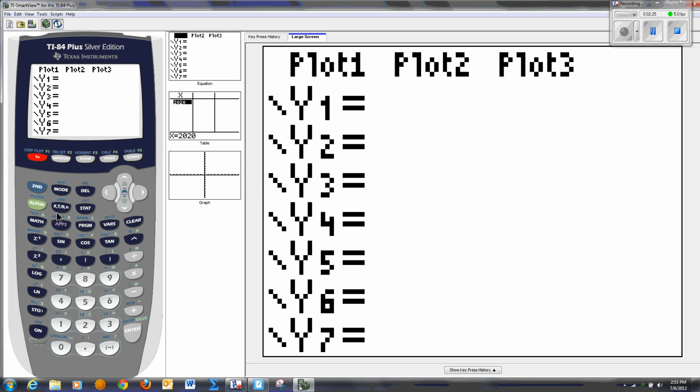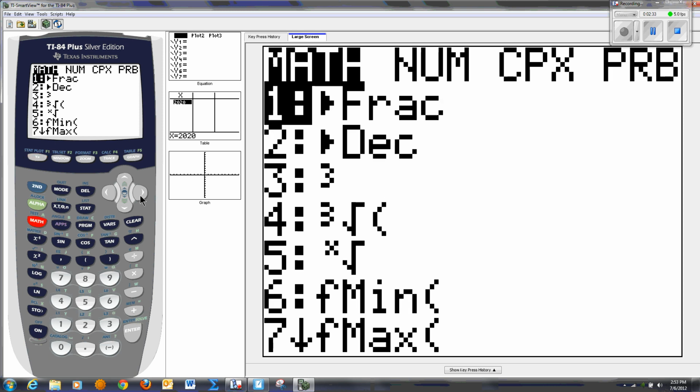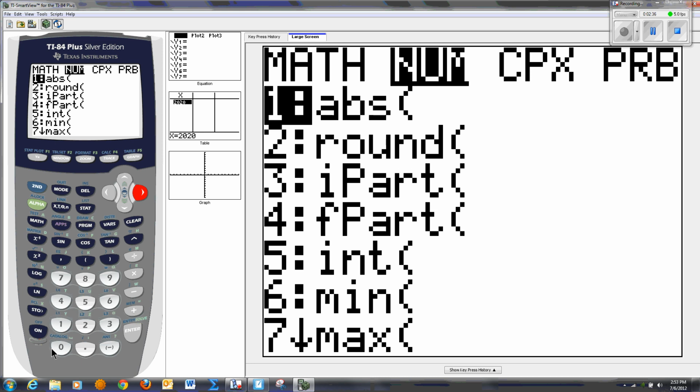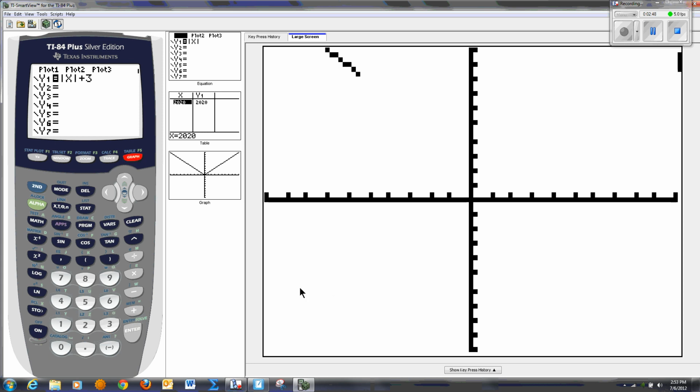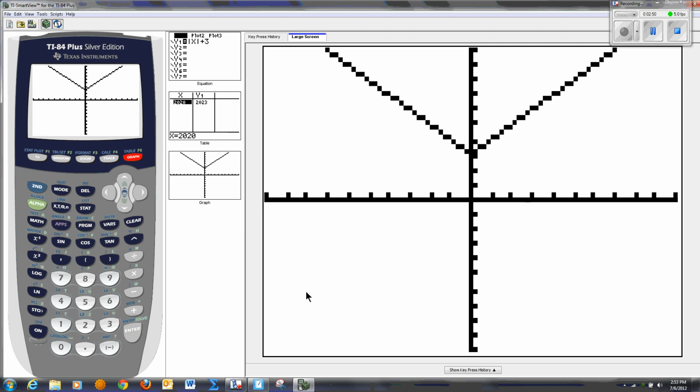So we're going to graph the absolute value of x plus 3. To get the absolute value function, you're going to go to math, move over to number, and there's your absolute value on number 1. Select x from that, and then we're going to add 3 to that, and graph the function. So you notice there's our absolute value of x plus 3.